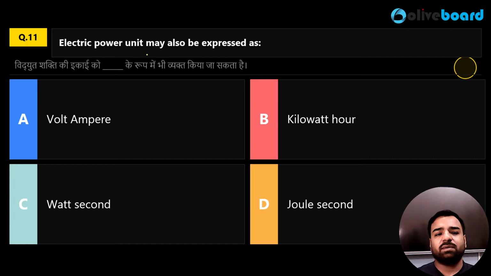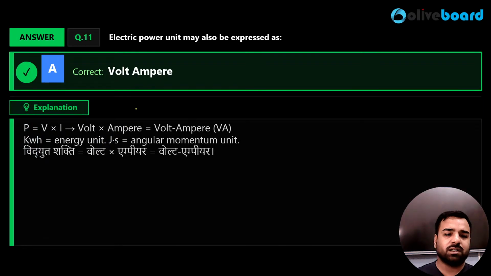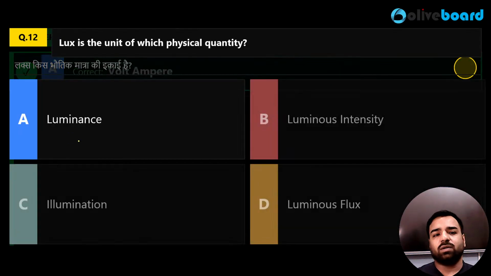Electric power unit may be expressed as volt ampere, kilowatt hour, watt second, or joule second. That's volt ampere, option number A. P is equal to V into I.